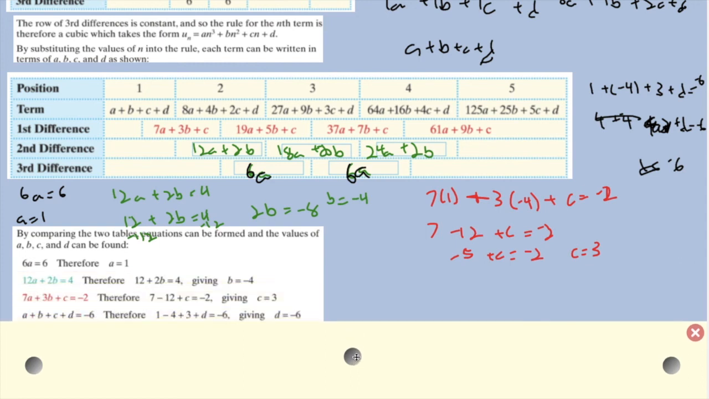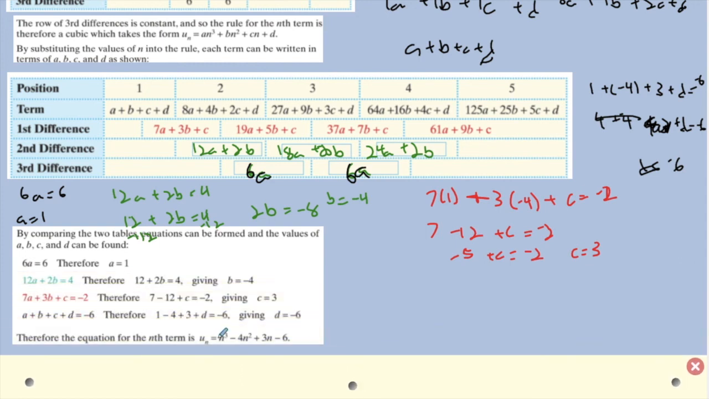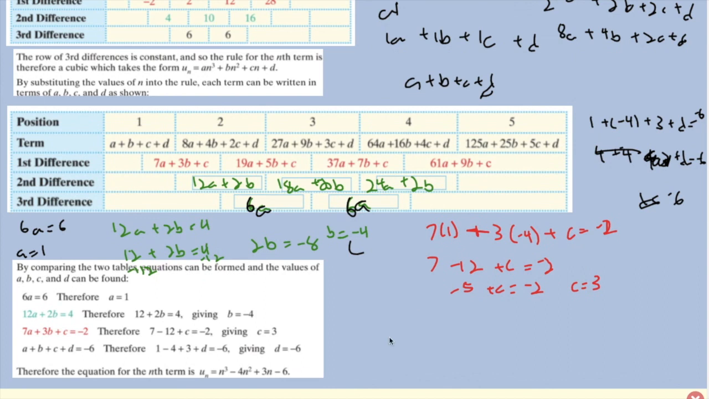So if we put it all together, 1 n cubed minus 4 n squared plus 3n minus 6. That is our equation for the nth term here. All right, I know that's a lot. This is a lot of work. I'm not gonna say it's not.